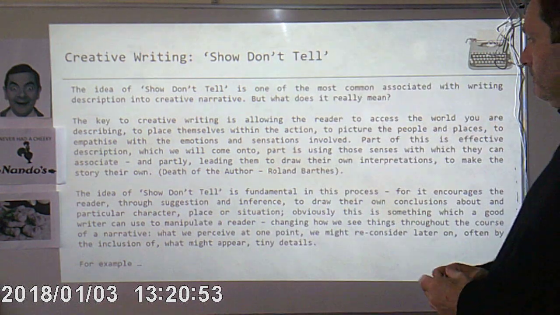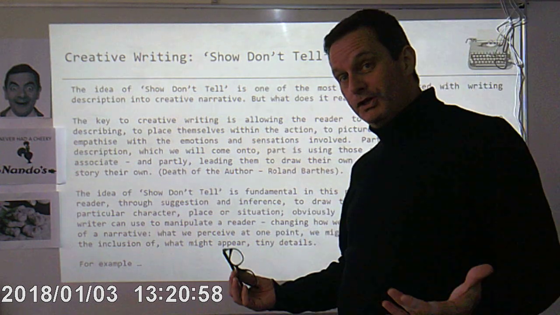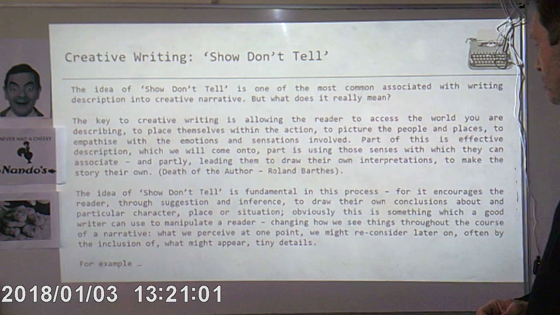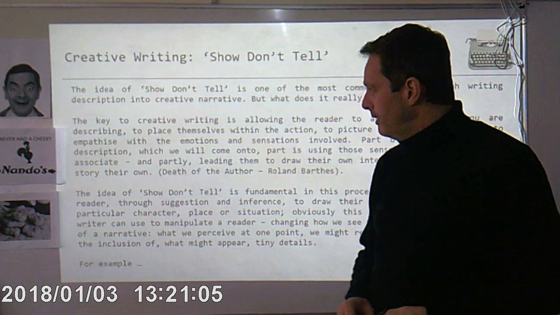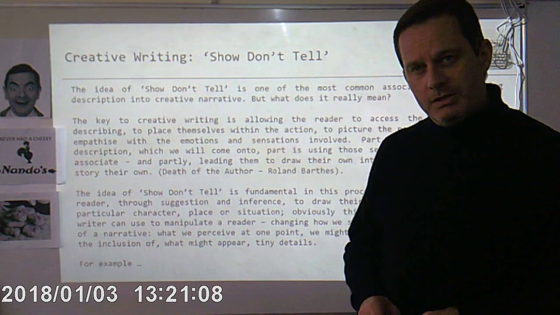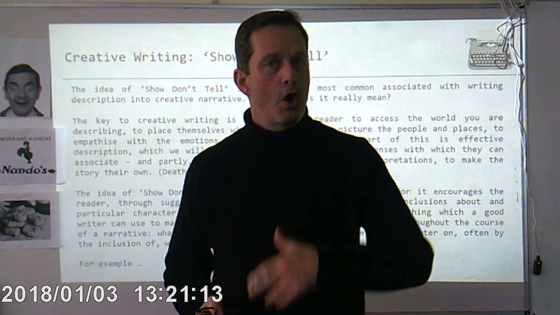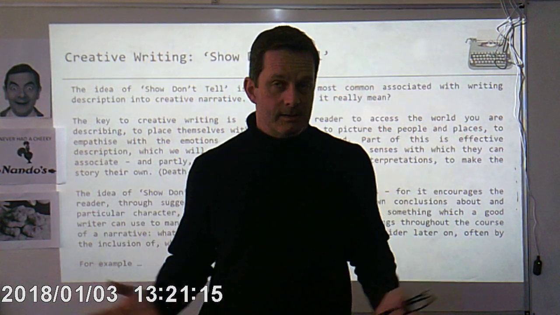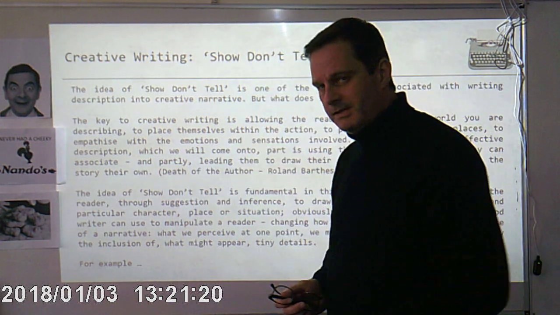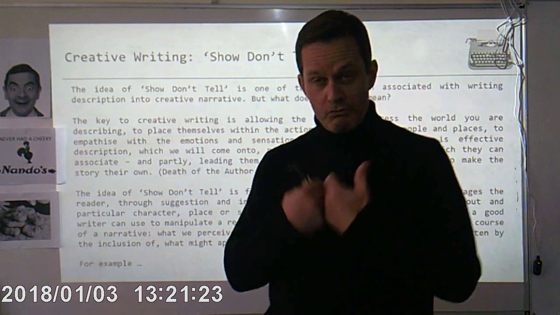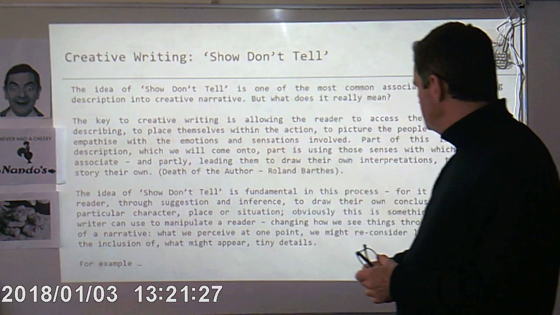To place themselves within the action, so the plot, however unbelievable and outlandish that might be, to picture the people and places, and very, very importantly, to empathise with the emotions and sensations involved. So if you've got characters, be it from a first-person perspective or a third-person perspective, irrespective of the voice you are using, it's to do with the emotions and sensations of the characters they're in. And if you as the reader can somehow empathise with those, then it makes it effective, good creative writing.